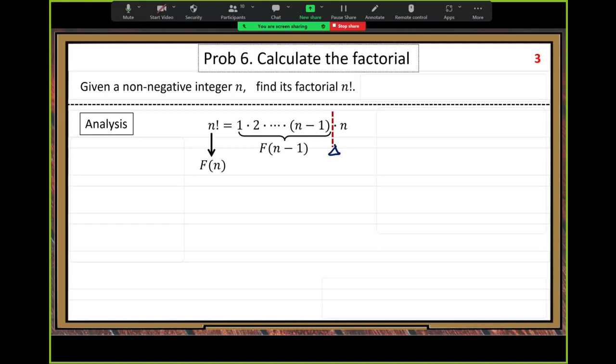So here, this is the approximation of the original problem. F of n, calculate f of n. That's the original problem. But now, we calculate an easier version of the original problem. F of n minus 1, we treat it as an easier version of the original problem, and we assume we have it, based on the recursion.